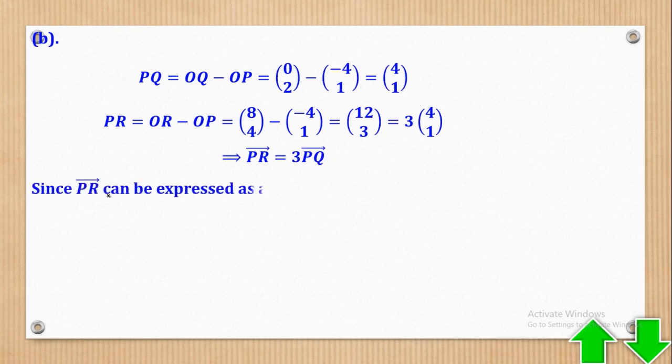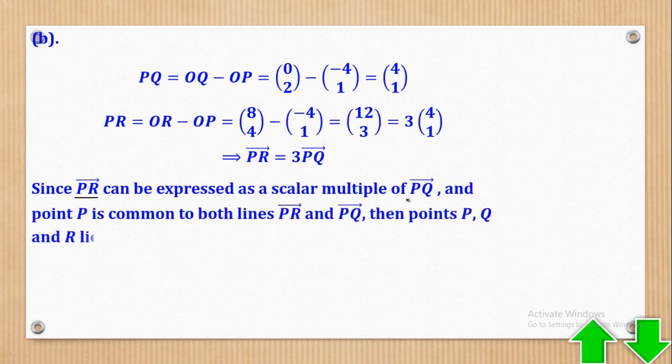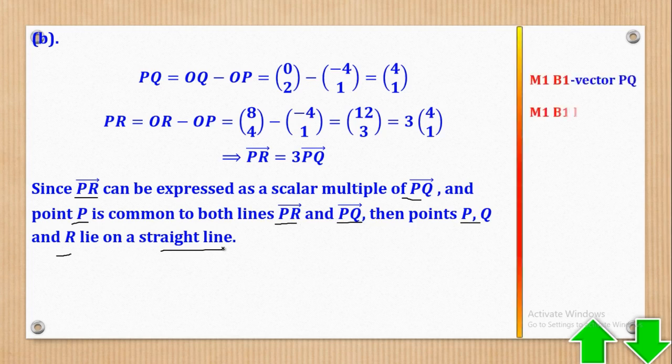Therefore, we shall conclude that since PR can be expressed as a scalar multiple of PQ, and point P is common to both lines PR and PQ, then points P, Q and R lie on a straight line. So basically that's what they wanted. Now let's see how marks can be awarded.